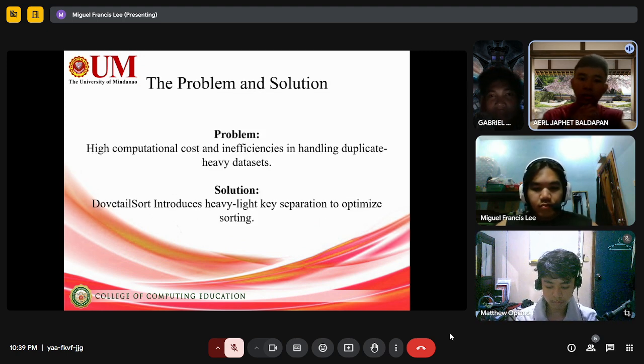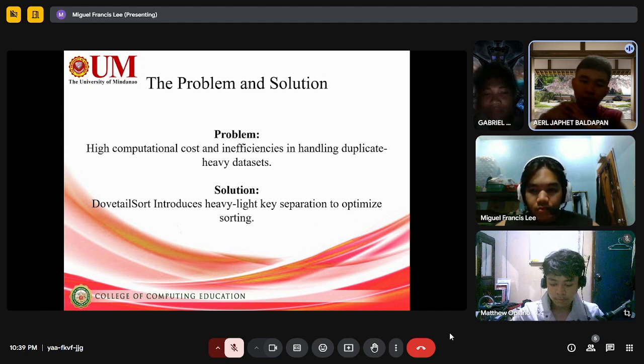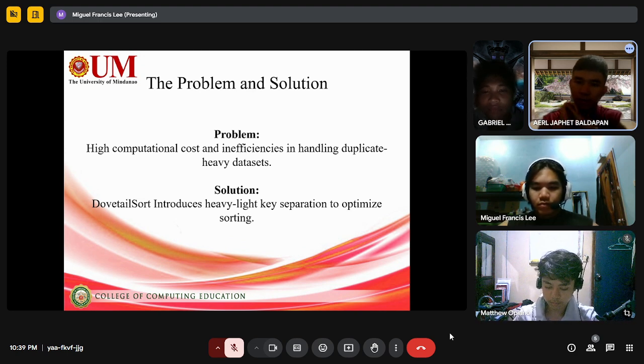For the problem and solution, the core problem we identified is the high computational costs and inefficiencies of existing algorithms in duplicate-heavy datasets. Our proposed solution is dovetail sort, which introduces a unique approach known as heavy-light key separation to reduce redundancy and optimize performance.